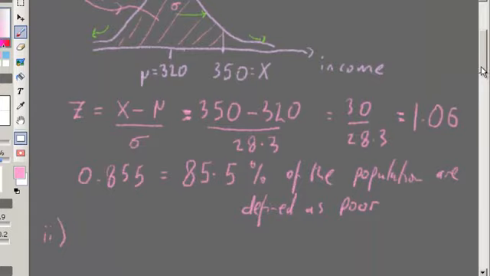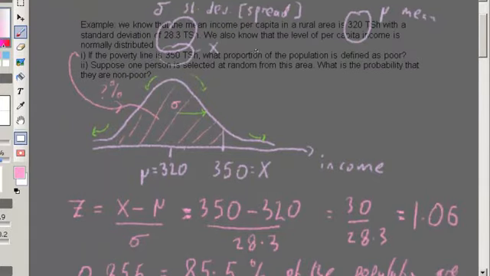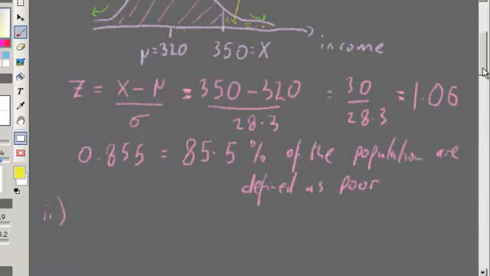There's no further complex stuff needed for part 2. If we chose one person at random from this area, what's the probability that they're not poor? That is, what's the probability they come from this part here? Part 2 is asking what percentage is in this area, so the probability is the same as the percentage in this area. If the whole population is 100%, it's 100 minus 85.5.